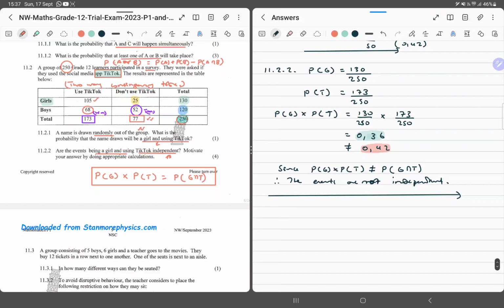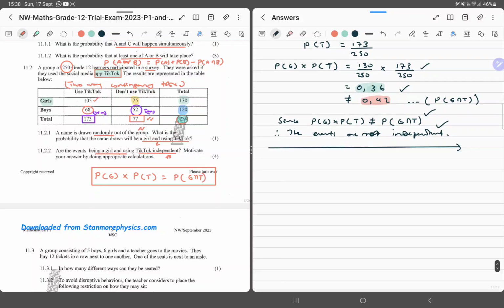4 marks, easy. So what is important here is this step here and this answer there, 2 marks. And then this conclusion is very important, essentially highlighting that those two are not equal. Here you can even indicate that this is the probability of being a girl intersecting using TikTok. TikTok, I don't know, man. Sometimes some questions are a bit cumbersome.